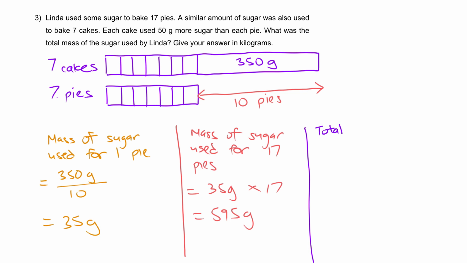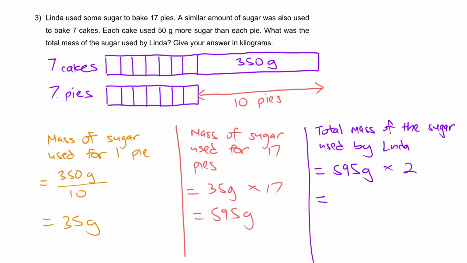Total mass of the sugar used by Linda, 595 gram times 2 to give us 1190 gram, and we need to change it to kilograms, which is 1.19 kg.